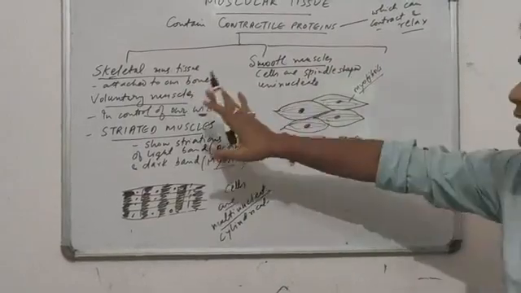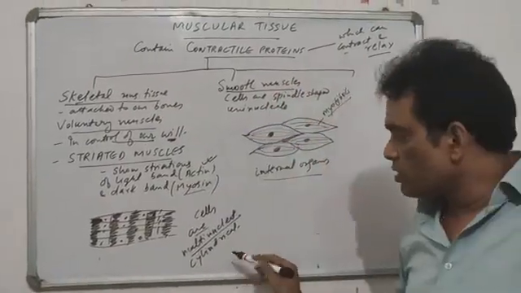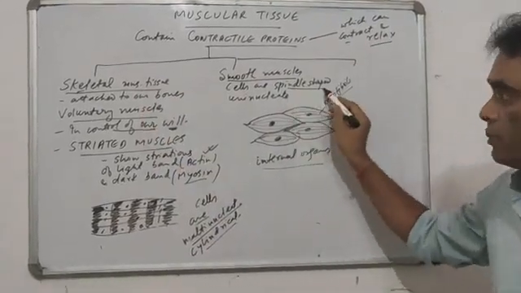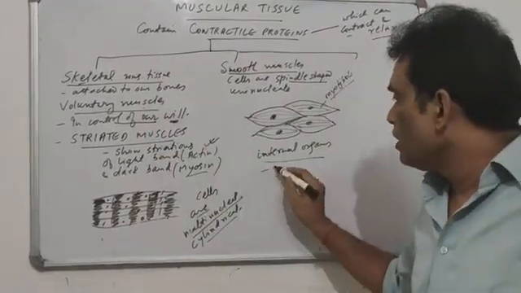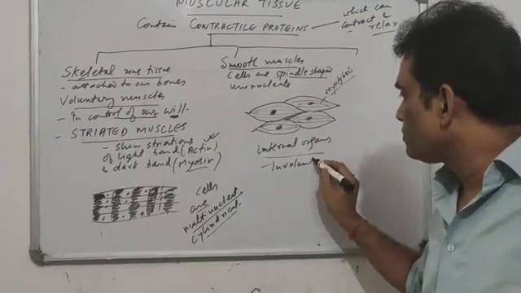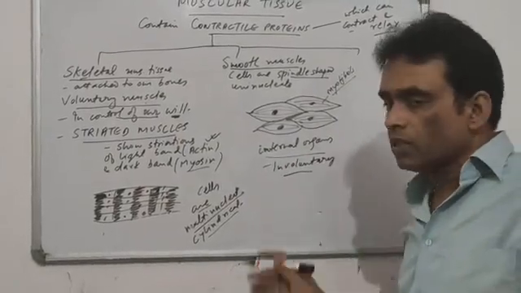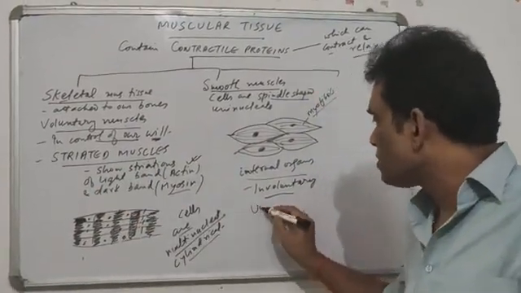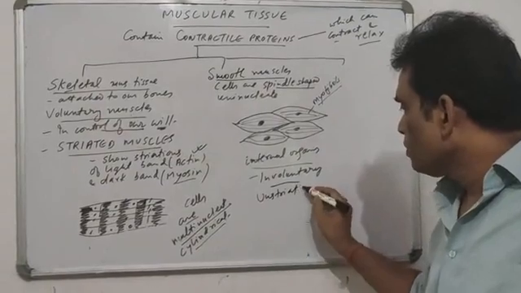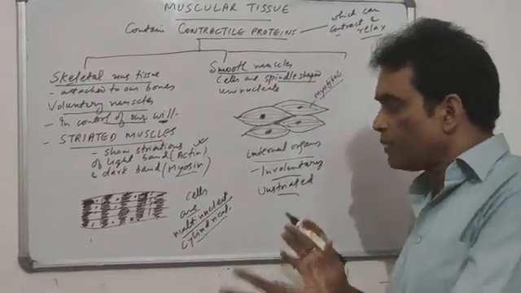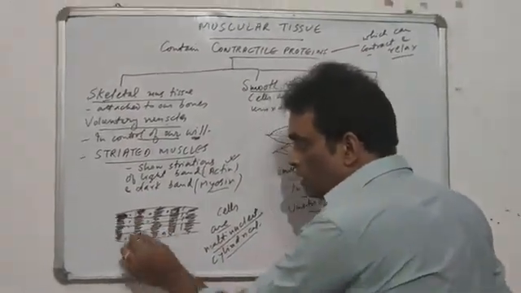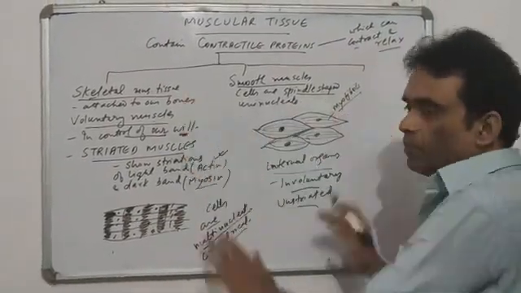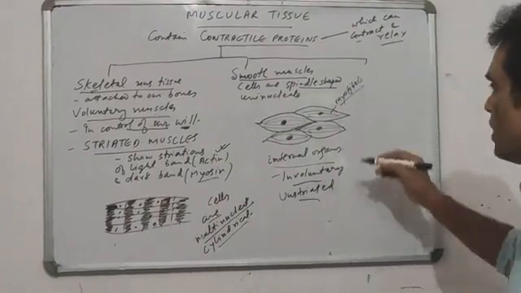So what is the difference between skeletal and smooth muscles? One is the shape. Skeletal muscles are cylindrical, these are spindle shaped. Second, these are voluntary and these are involuntary. You cannot move these muscles according to your will. The third one is this is striated and this is unstriated. Because nowhere you will find the stripes like this, dark and light. All over same. So that is why they are called unstriated muscles.